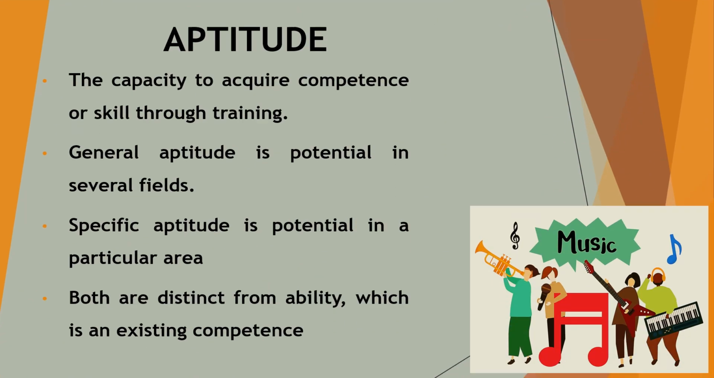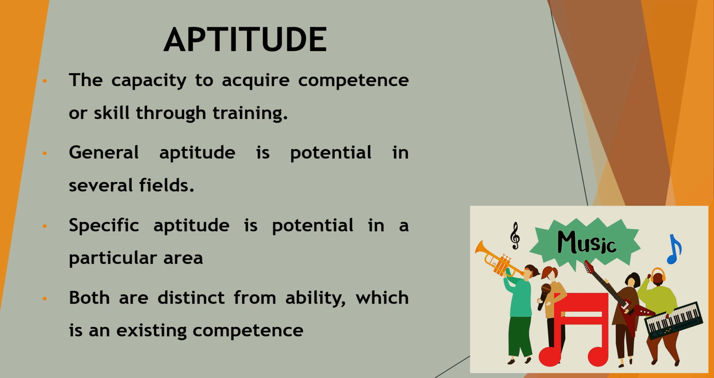So what is aptitude? It can be categorized into two main types, general aptitude and specific aptitude. General aptitude refers to an individual's overall ability to learn or perform tasks across a wide range of areas. It includes abilities like numerical reasoning, verbal reasoning, abstract reasoning, and spatial reasoning.